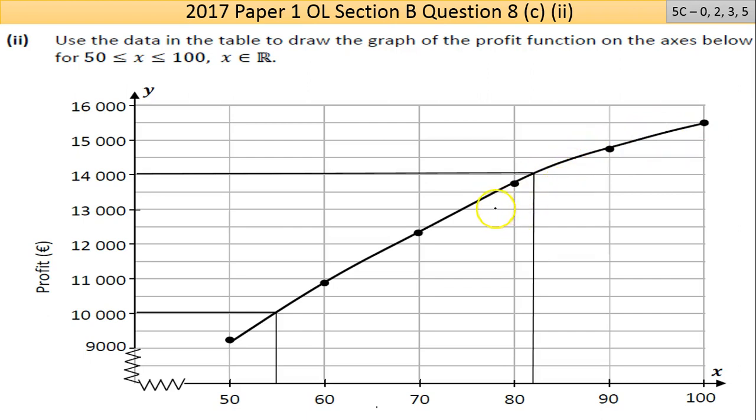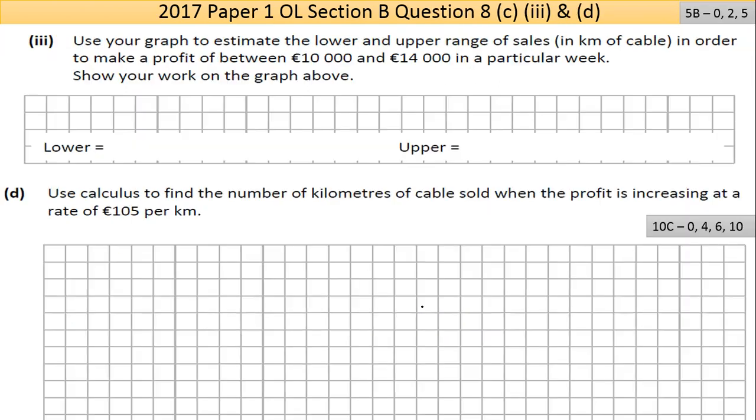And if you zoomed out, you'd see the full shape taking hold, but we're only focused in on a tiny little section of it. And I move on, so that's 8 part C part 2.